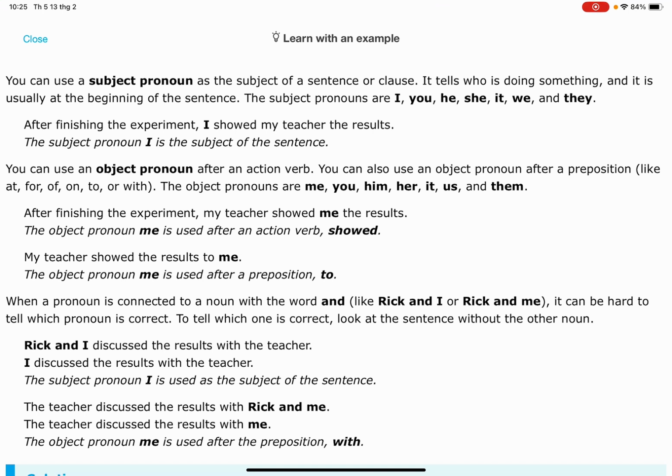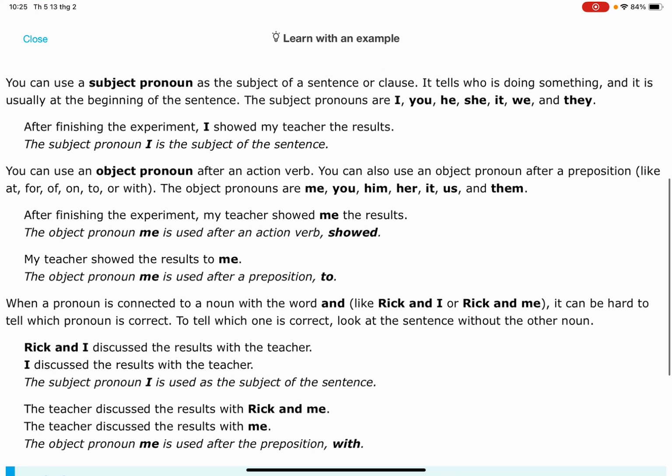The subject pronouns are I, you, he, she, it, we, and they. An object pronoun goes after an action verb, and you can also use it as an object pronoun after a preposition like at, for, of, on, to, or with. The object pronouns are me, you, him, her, it, us, and them. And that's it. It's basically the same as with adjective and adverb.